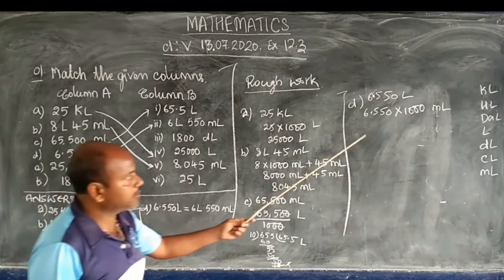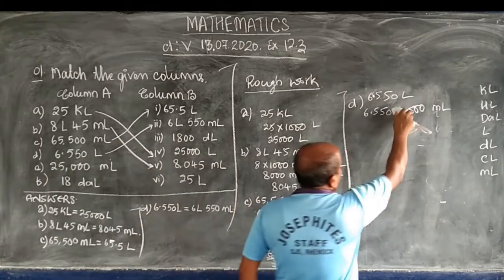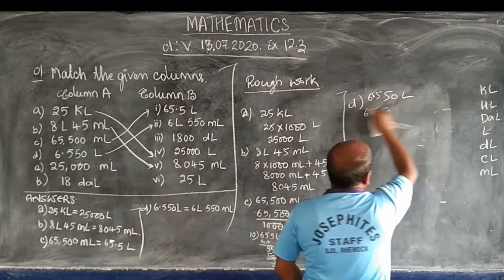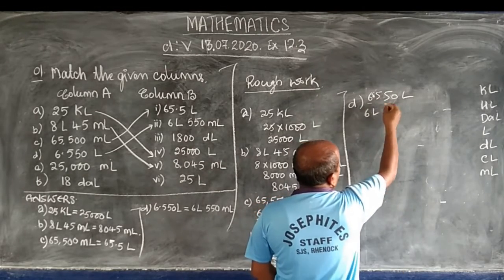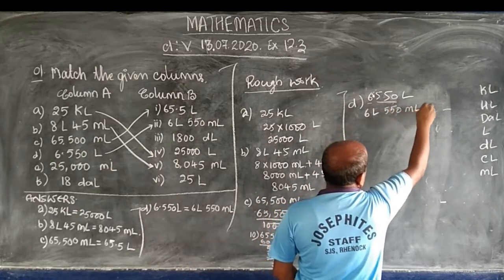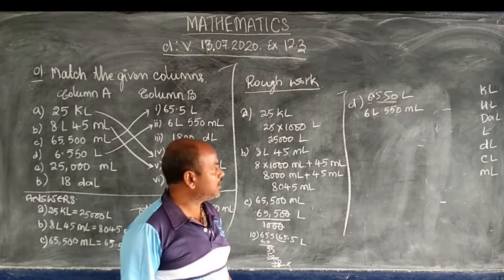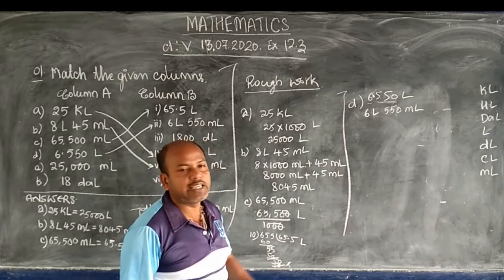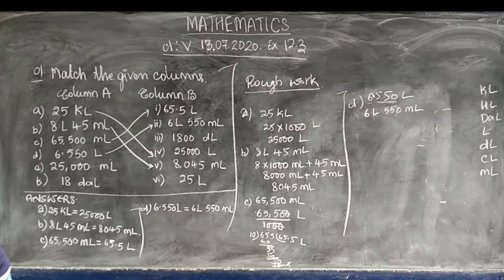This is very simple. What we have done is we have divided this into 6 liter and the remaining 550 milliliter. When you divide it by 1000 also you will get the same answer, but that will be a little lengthy. So this is quite easy for you to understand. Now come to number E and F.